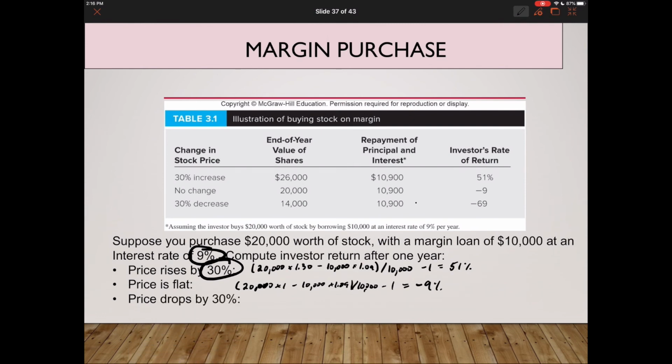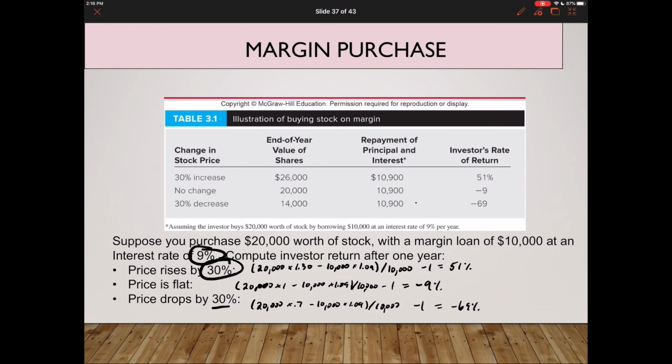Now, what happens then if the price drops by 30%? So now the $20,000 total investment is only worth 70% of the total amount, and I still owe that $10,000 times a 9% interest fee. I still divide that by the $10,000 that I have committed, subtract 1 to get it into a percent form, and I end up getting a negative 69% return. So yes, it decreased by 30, but when you add in the interest that I owe on the margin that I borrowed, I actually lose 69% total on this particular security.